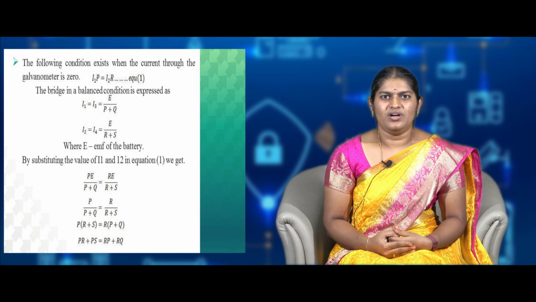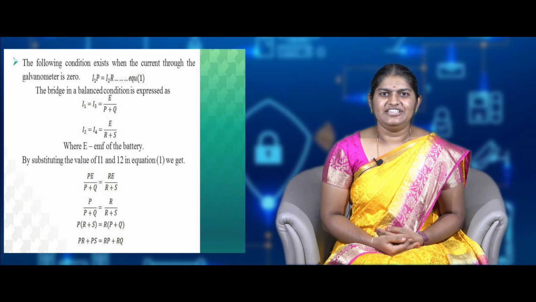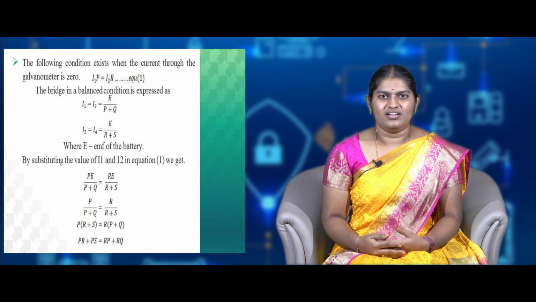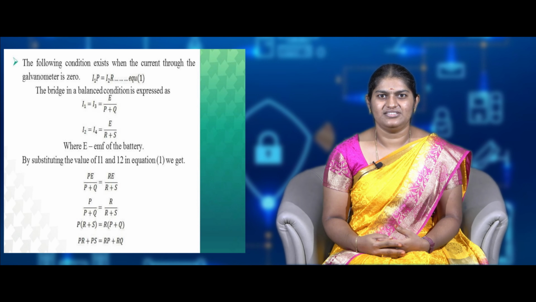I2 is equal to I4 is equal to E by R plus S, where E is the EMF of a battery. By substituting the current equations I1 and I2 in the above equation 1, we get PE divided by P plus Q is equal to RE divided by R plus S. Cancelling E on the right hand side as well as the left hand side, we get P divided by P plus Q is equal to R divided by R plus S.